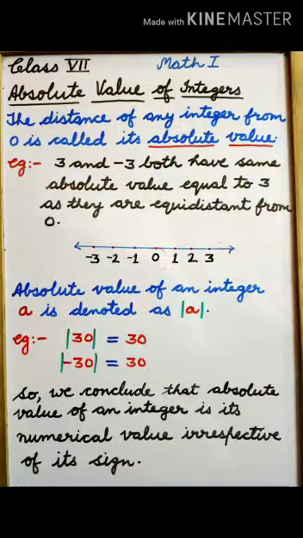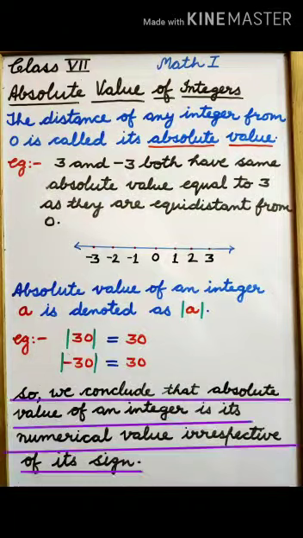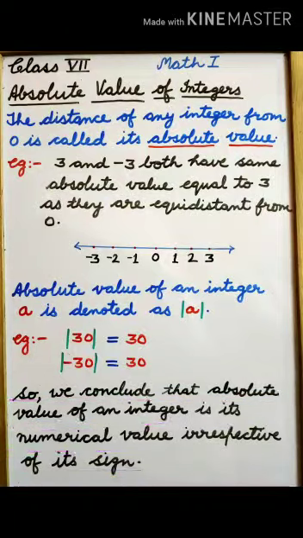So we can say the absolute value of an integer a is denoted as a in between two vertical lines. For example, the absolute value of 30 is 30 and the absolute value of minus 30 is also 30. So we conclude that the absolute value of an integer is its numerical value irrespective of its sign.